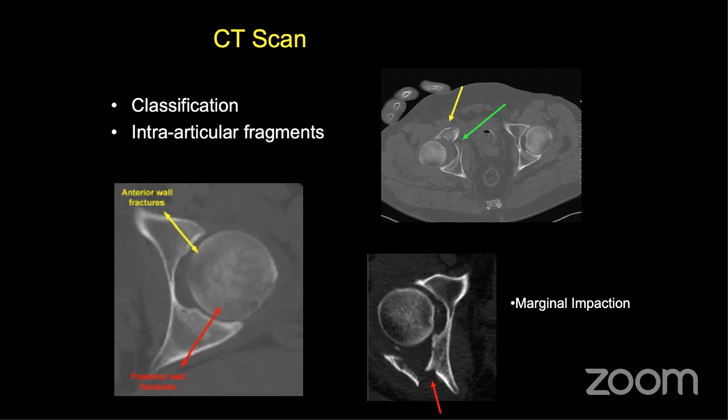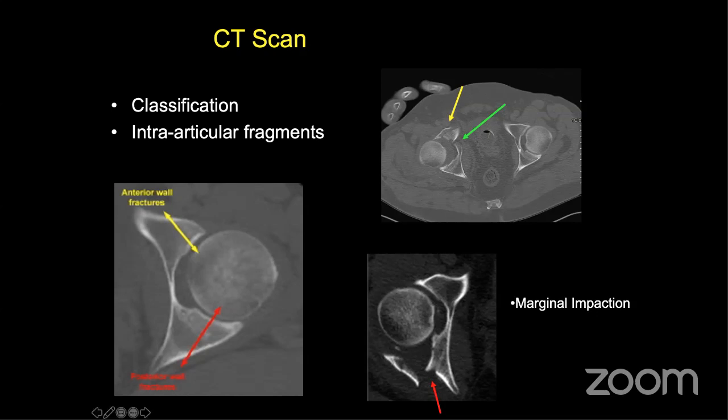On the image on the right side, on the upper part of the screen, you can see a yellow arrow that represents the anterior wall fracture, and then a green arrow that shows you the anterior column fracture. So again, look at the fracture line. When it goes in the AP plane in an axial CT, it's a wall fracture. And when it goes in the mediolateral plane or the coronal plane, then that's a column fracture.